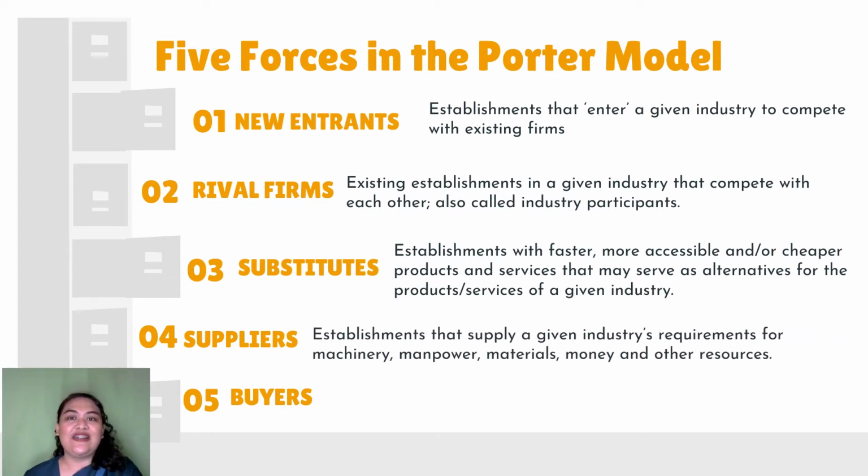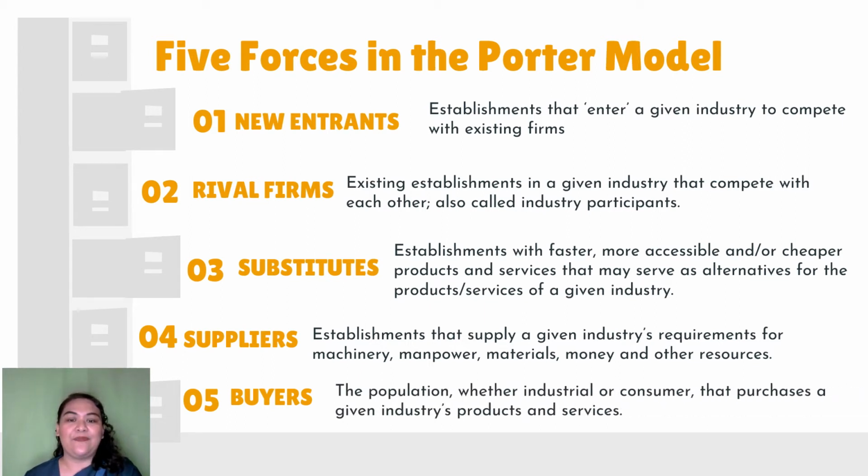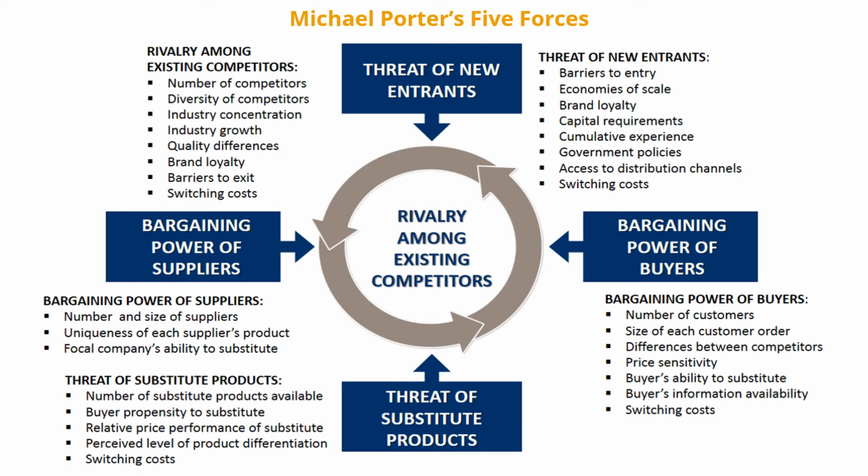Suppliers. These are establishments that supply a given industry's requirements for machinery, manpower, materials, money, and other resources. Last is the buyers. The population, whether industrial or consumer, that purchases a given industry's products and services. So these are the examples of the five forces of Michael Porter's competitive environment.